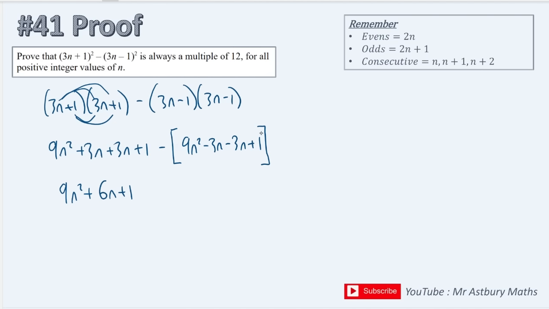And I'm going to simplify this very carefully. I've got a minus that needs to apply to everything inside the bracket. So I get minus 9n squared. This is going to give me minus 6n, but there's a minus outside, so it's going to give me plus 6n. And the minus outside needs to affect the 1 at the end, so minus 1. Okay, great. We're going to get cancel, cancel. We're going to get cancel, cancel. And we're left with just 12n, and this is clearly a multiple of 12. So we are done. We've proved it.